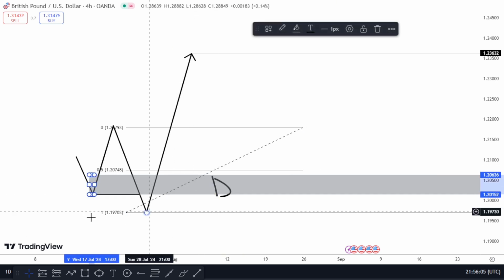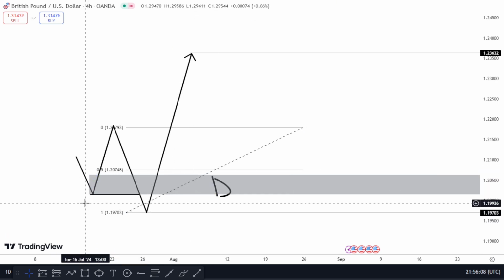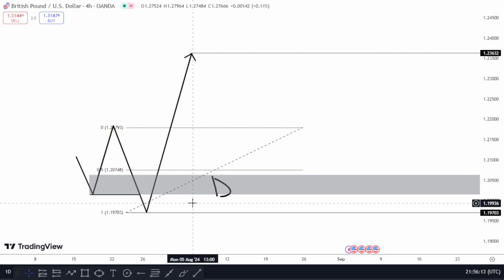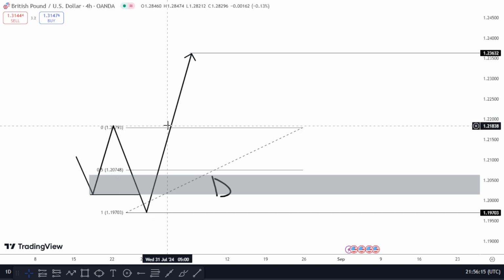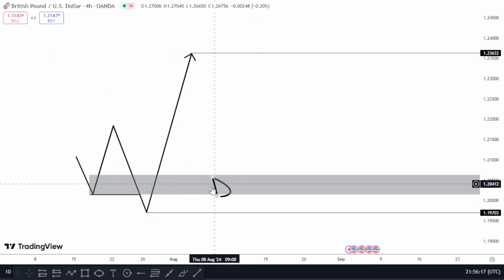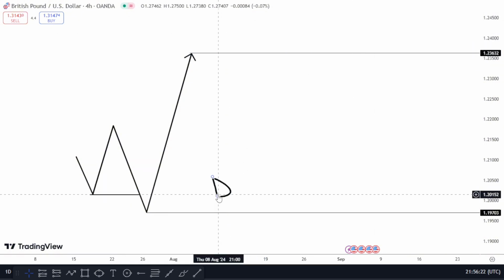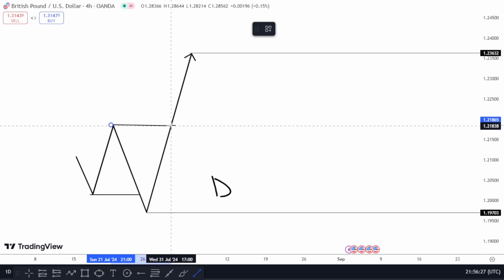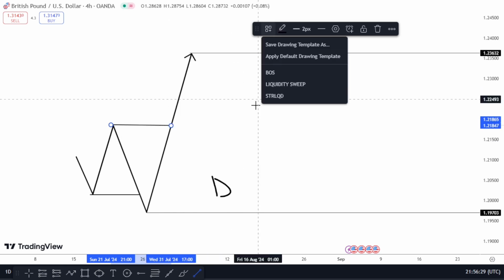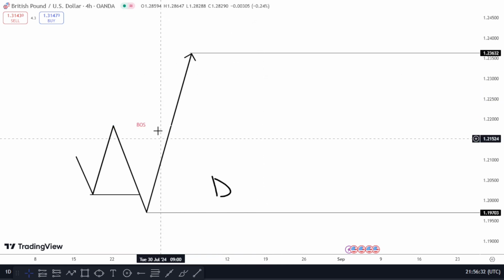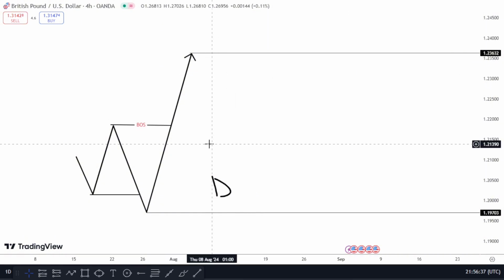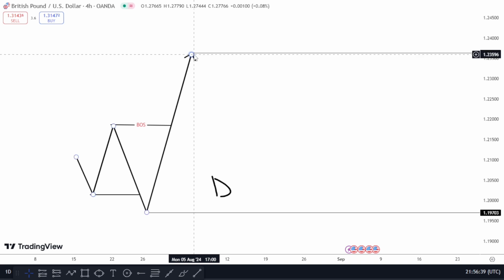So basically, how do you mark out the point of interest? We'll look at that when we go to the chart. So we've been able to mark our area of point of interest. Then we have a break of structure. This is our first break of structure, guys. All right, so we have the swing structure.